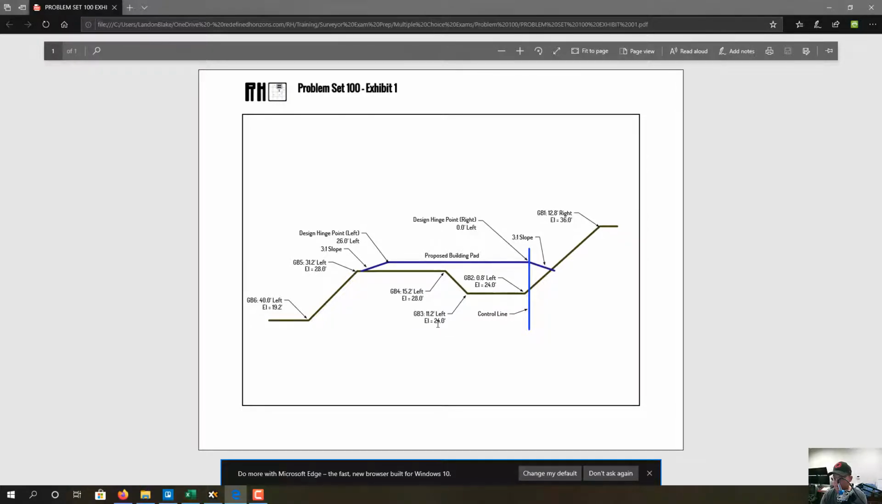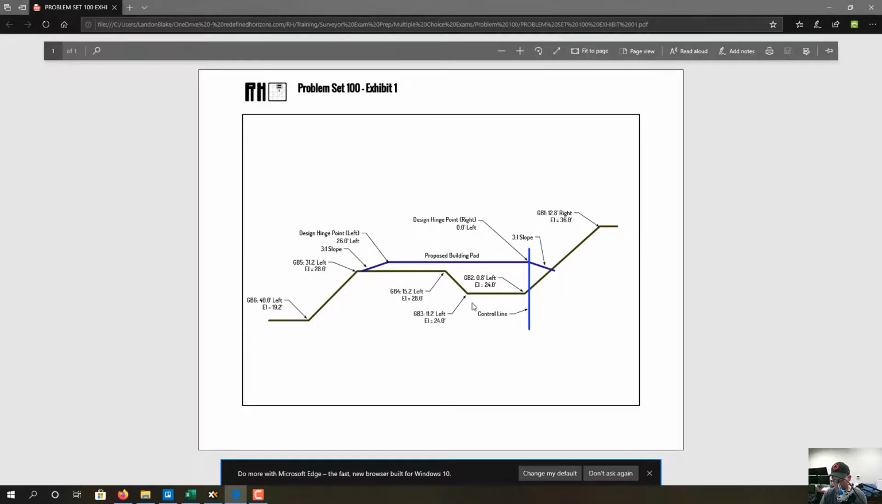We are given the pad elevation of 29.4. So we take 29.4 minus 24, and the deepest fill we're going to have here is 5.4 feet, which is answer C.